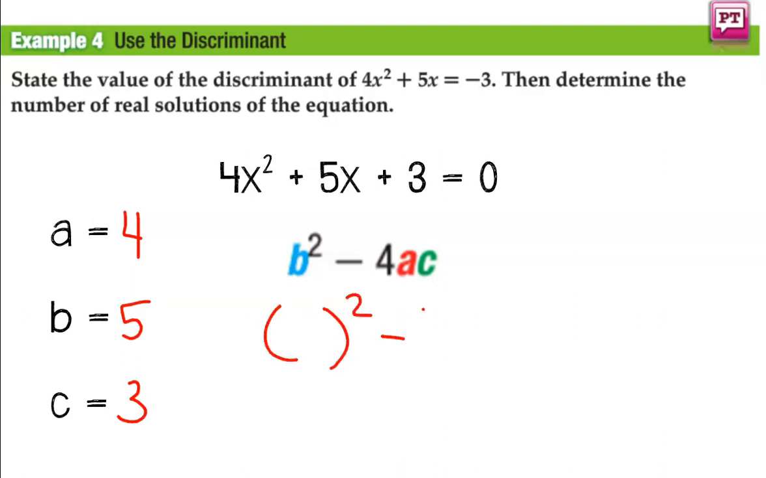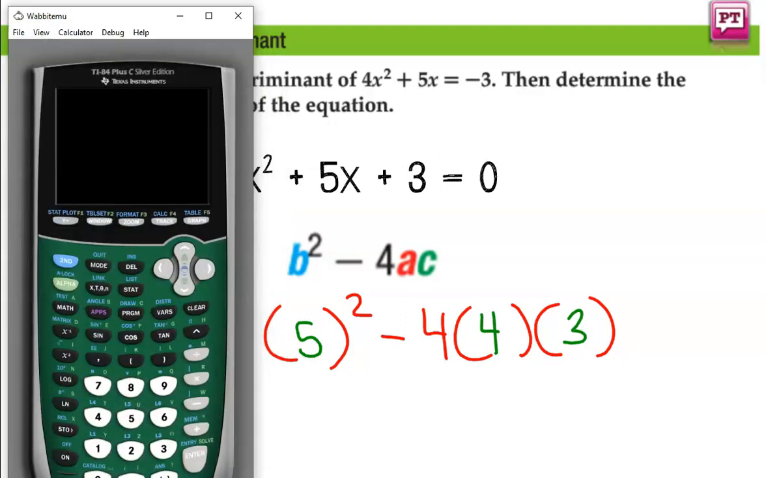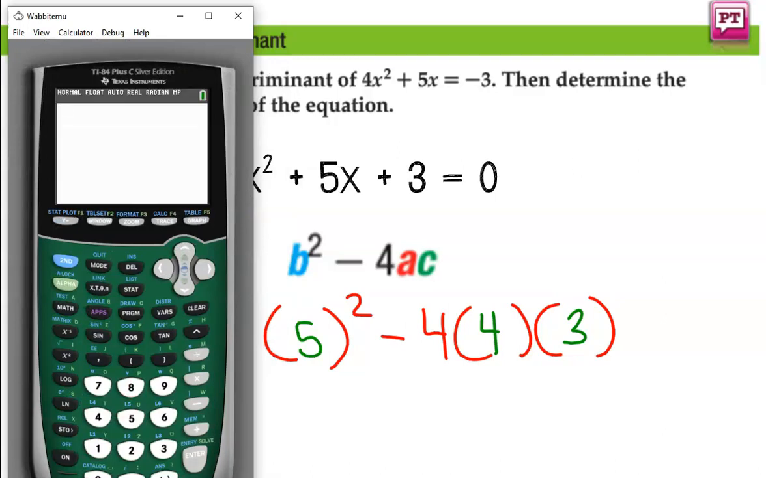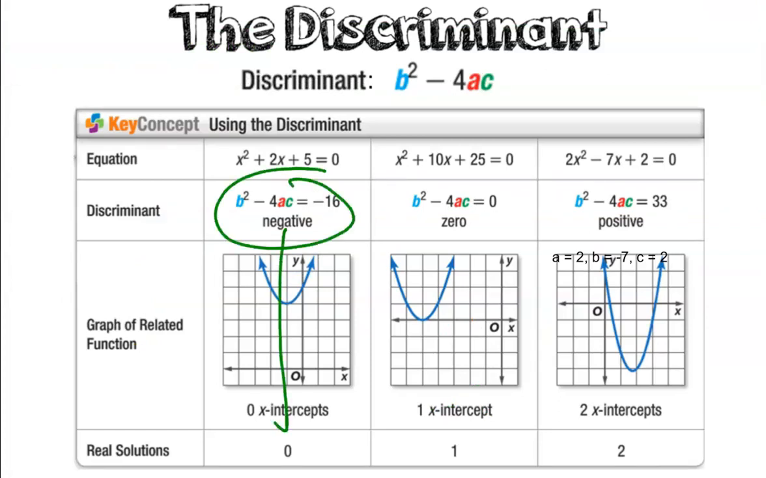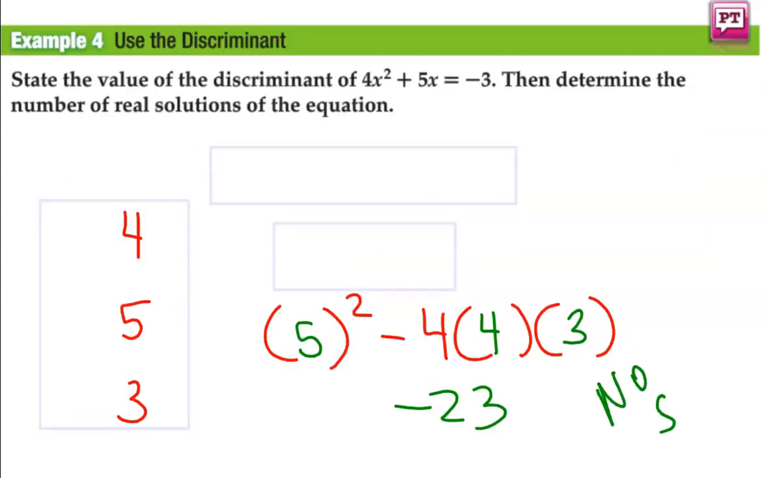If I fill in this expression with parentheses instead of values, b is 5, a is 4, and c is 3. Then I would pick up my calculator if I didn't feel like computing all that math on my own, and I would do 5 squared minus 4 times 4 times 3. And I get a negative 23 value. So remember what the rule is. If you have a negative value, then you have no real solutions. So this has no solutions.